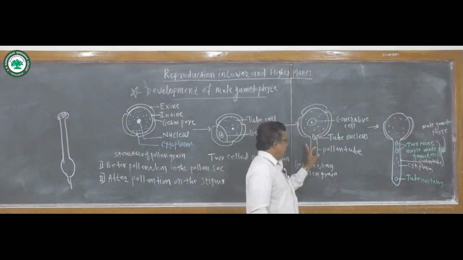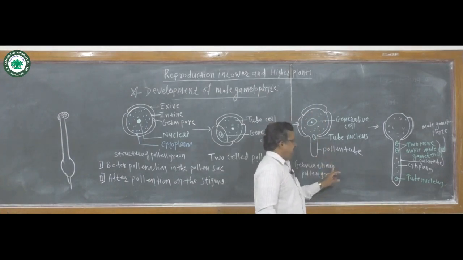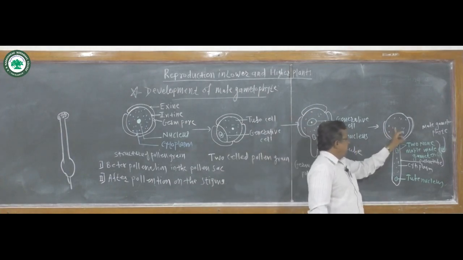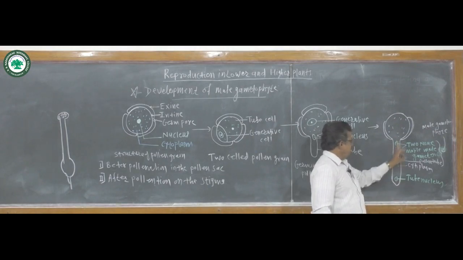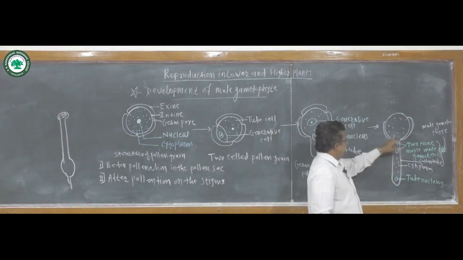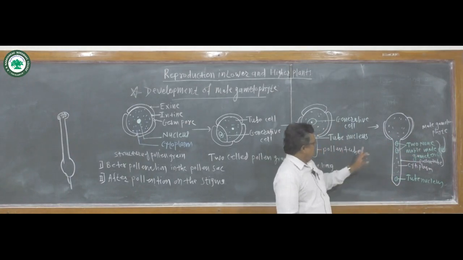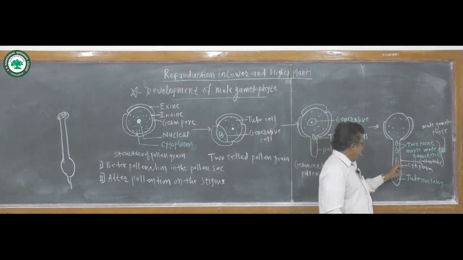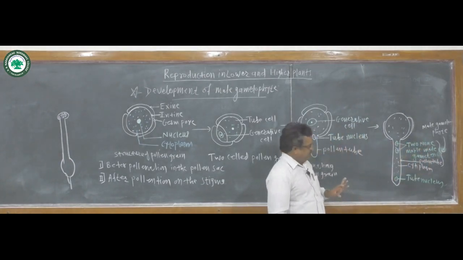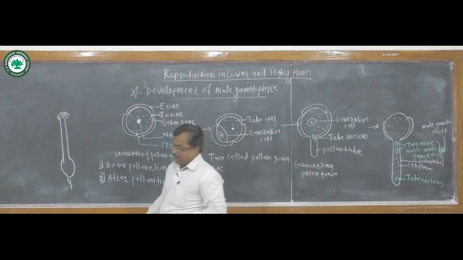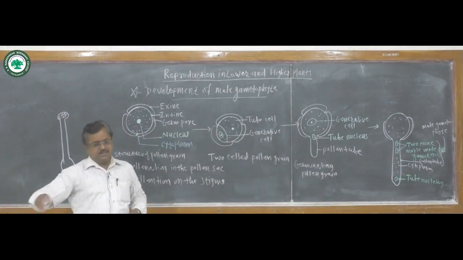Then the process proceeds again, and in the pollen tube, first the tube nucleus comes, and then the generative cell divides and forms the two non-motile male gametes, along with cytoplasm, the pollen tube, and two male gametes. It is called the male gametophyte. In this way, the process of development of the male gametophyte is completed.